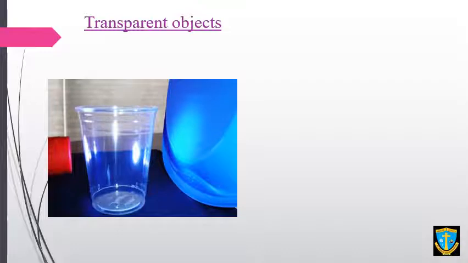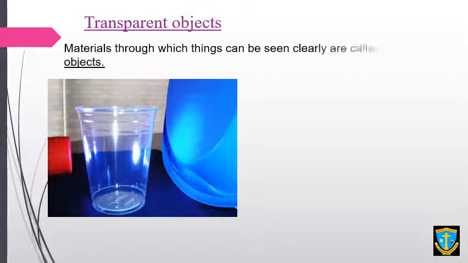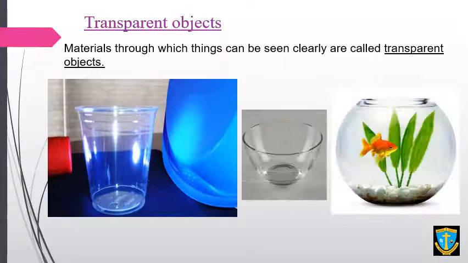Transparent objects. See, if I shine a torch through this glass, it is transparent because you can see the light passing through and falling on the other side. So materials through which things can be seen clearly are called transparent objects. Like these two, the glass bowl and the aquarium, you can see through them, right? So these are called transparent objects.